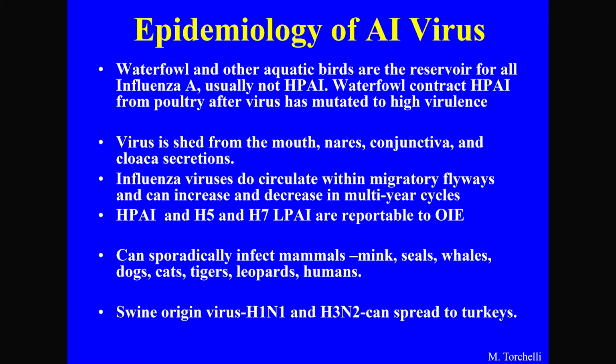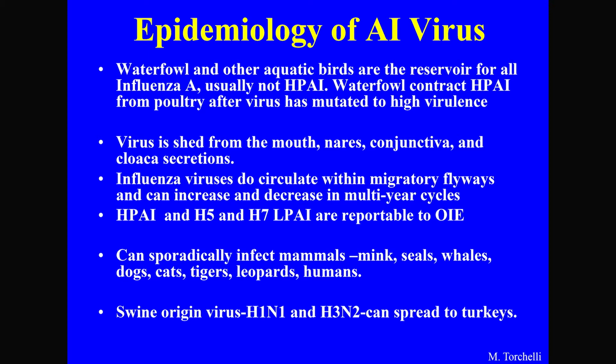Waterfowl and other aquatic birds are the reservoirs for all of the influenza A viruses. Usually they are not highly pathogenic avian influenza. They're usually low pathogenic avian influenza. The waterfowl contract the HPAI from poultry after it is mutated. The virus is shed via secretions from the mouth, the nostrils, the conjunctiva, and the choana.